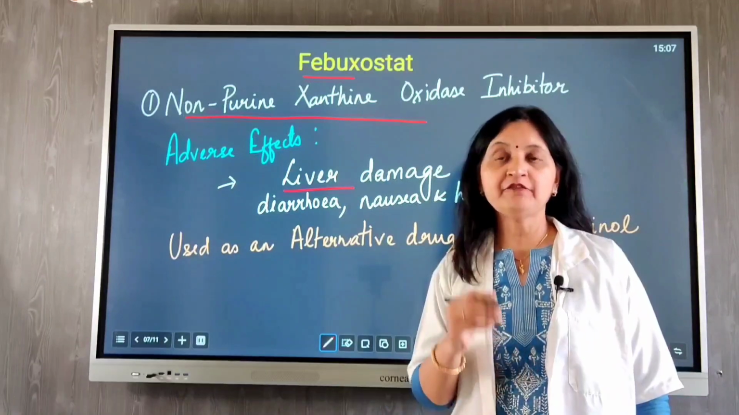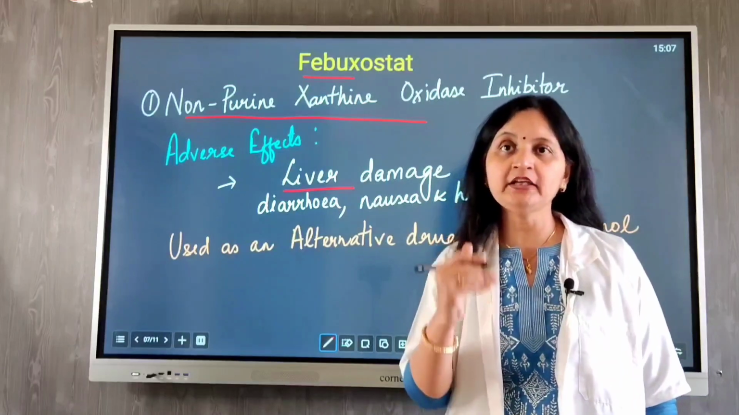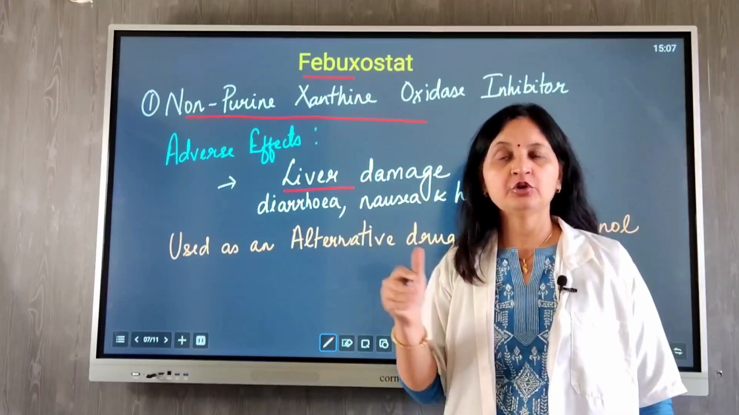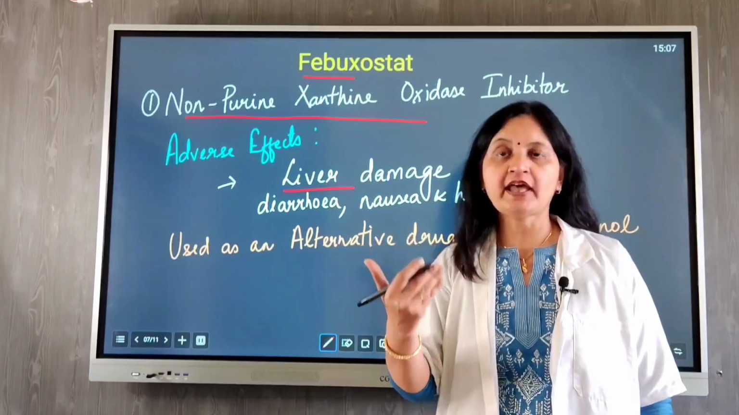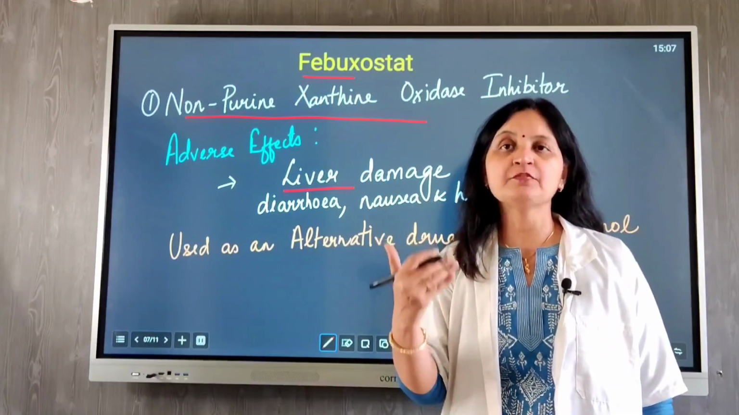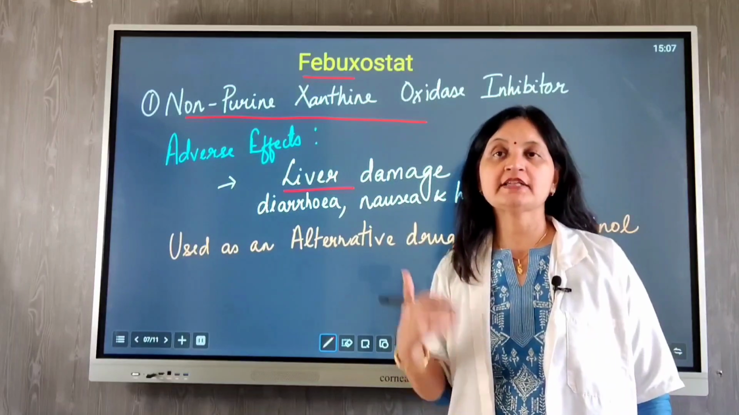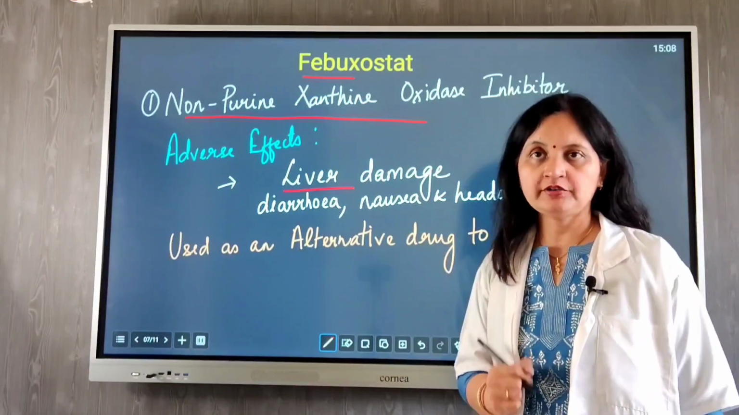But do remember that febuxostat should not be combined with allopurinol. It is used as an alternative drug to allopurinol in case of allergy or the patient is unresponsive to allopurinol. So febuxostat can be used as an alternative to allopurinol treatment.